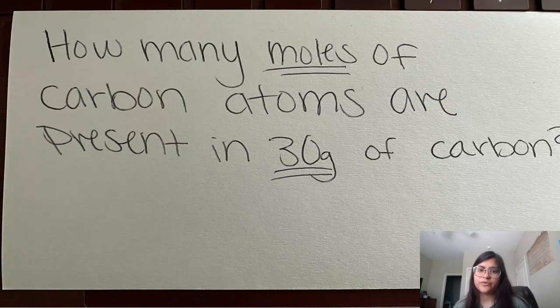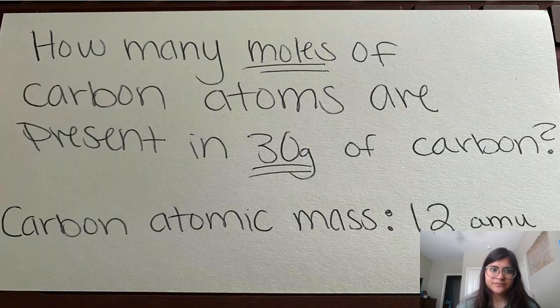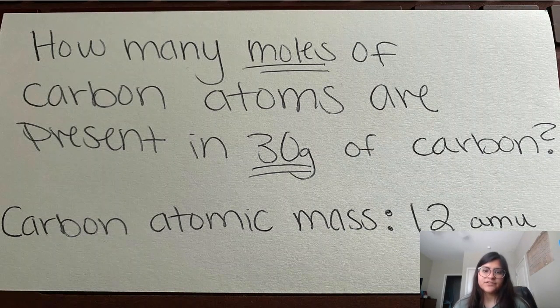Now I'm going to show you an example. How many moles of carbon atoms are present in 30 grams of carbon? Well, let me show you. First, you need to figure out the carbon atomic mass, and if you look at your periodic table, you'll see that that's 12 AMU.